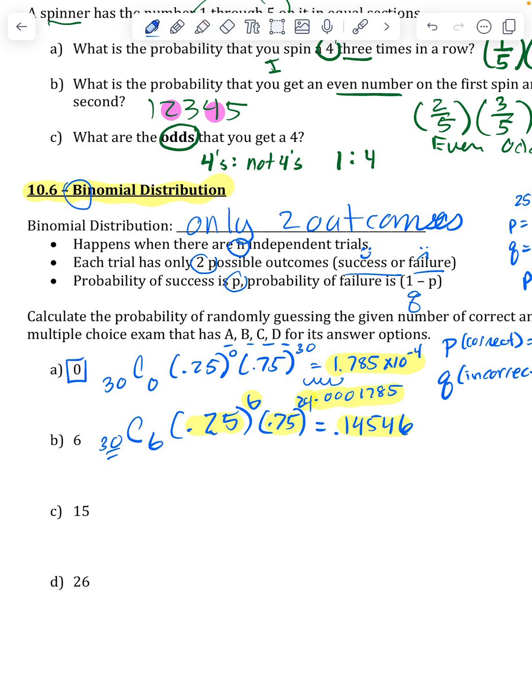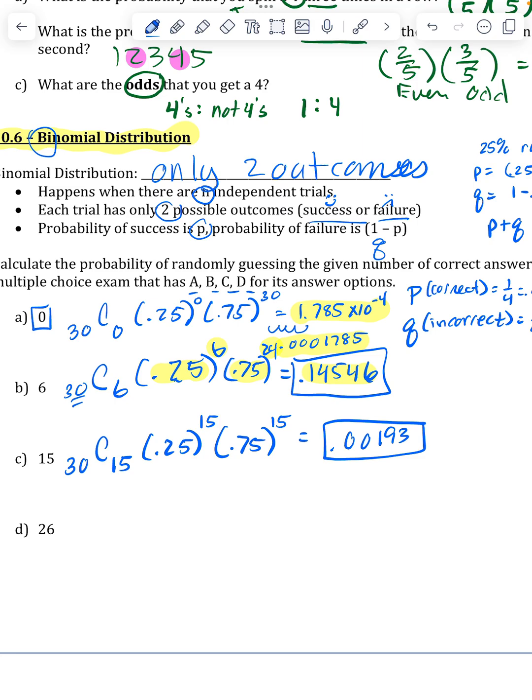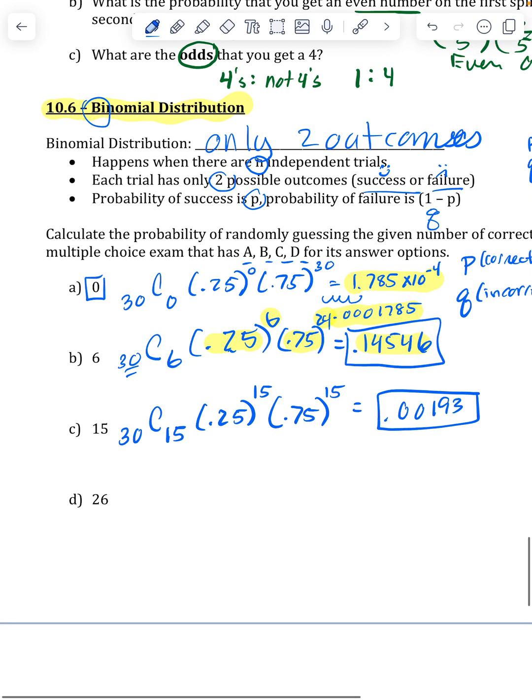What if you're trying to get half of them right? 15. So of the 30, you're getting 15 right. Probability of getting them right is 1/4, happens 15 times. Probability of getting it wrong, 0.75, happens the other 15 times. Probability of that, 0.00193. So definitely less likely than the one before, because it's a smaller probability.